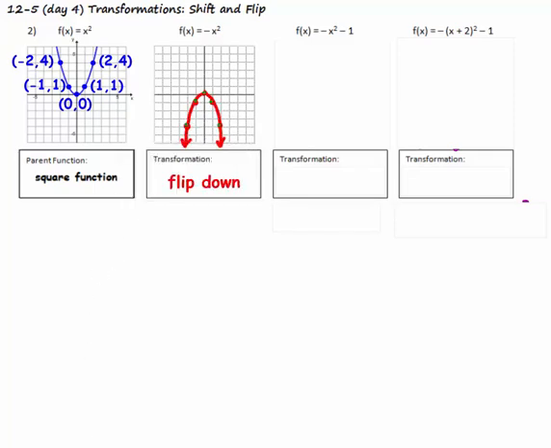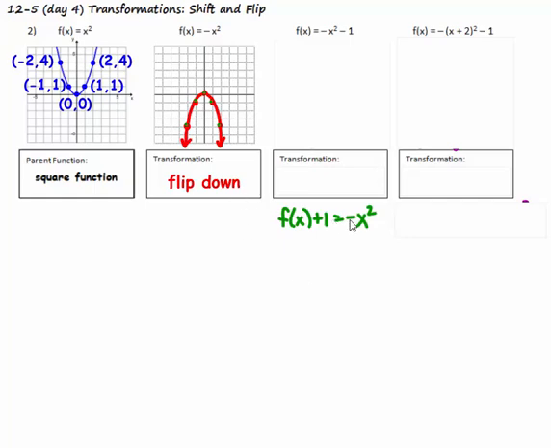And hopefully, if you needed more time, you paused the video. Now what we're looking at is f of x equals negative x squared minus 1. In terms of the transformation, remember, sometimes it's easier to move the minus 1 to the other side. I like to do that, so then I can really think about what's happening.